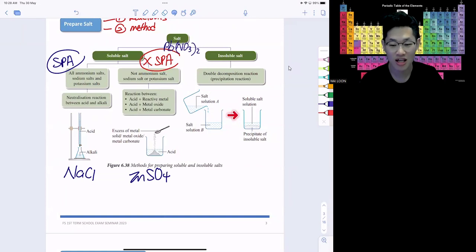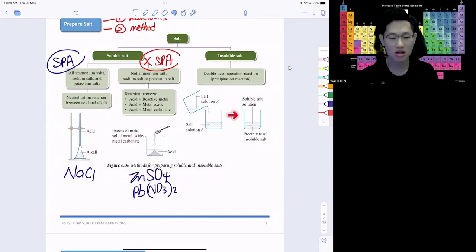Soluble or not? Okay, yes. Okay, very good. Soluble? Spa? No spa? Okay, very good. No spa. Ta-da! This one. Okay, good. So this is how you differentiate the type of salt.